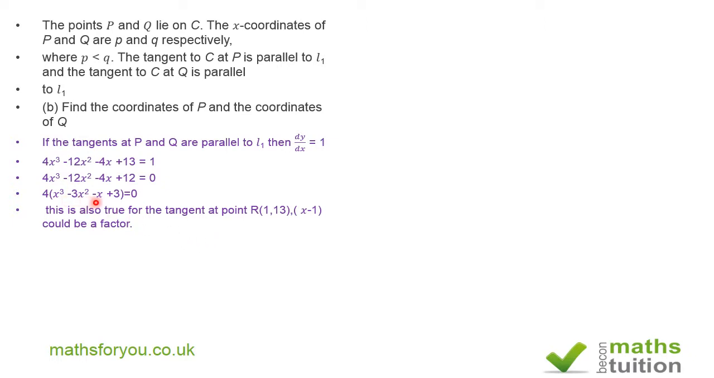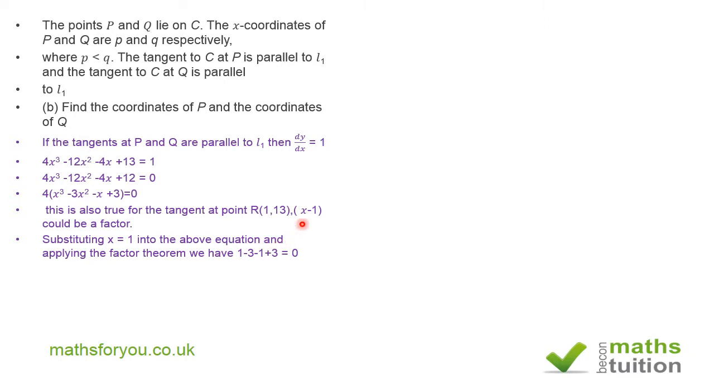Now, how do we factorize this one here? Well, we know that this expression also applies to the point R. And at R, the x value is 1. So it's then possible that x minus 1 is going to be a factor of x cubed minus 3x squared minus x plus 3.